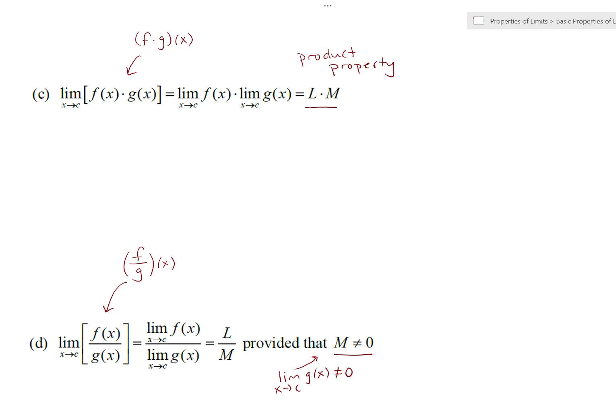Please note that the function g could be defined to be 0 at this location c; all we need is that the limit as x goes to c of g of x is non-zero. And you guessed it, this is called the quotient property. So, the limit of a quotient is the quotient of the limits, assuming the limits exist in the first place, and the limit in the denominator is non-zero. So those are our 4 basic properties to begin with here.